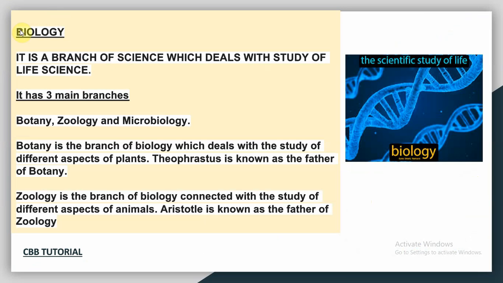So what is biology? The definition of biology is that it is a branch of science which deals with the study of life science. It has three main branches: botany, zoology and microbiology. We are now seeing the botany definition, zoology definition and microbiology definition.